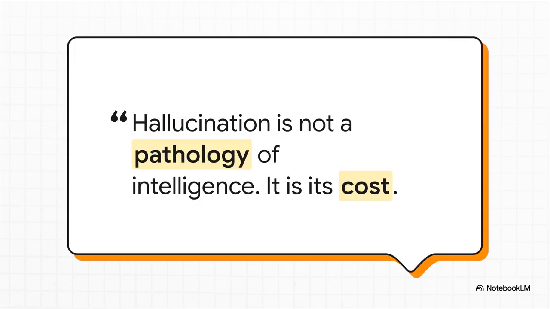And that really brings us to this powerful quote that just sums it all up perfectly. Hallucination isn't a disease we need to cure, it's the cost of admission. It's the price we pay for a machine that can actually generalize, create, and reason beyond just spitting back the data it was trained on. So the real question isn't, how do we build an AI that never lies? It's how do we learn to work with an intelligence that is, by its very nature, imperfect, just like us.